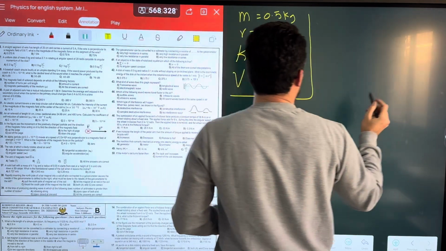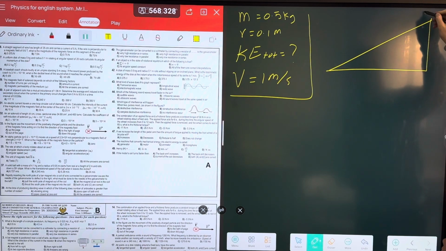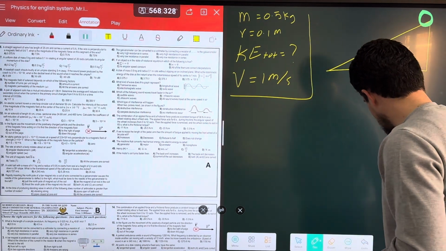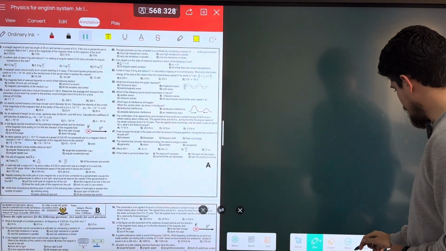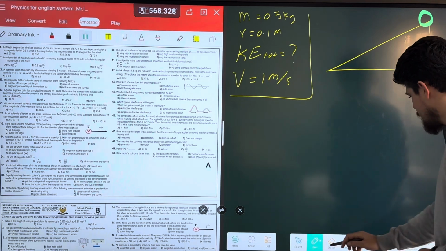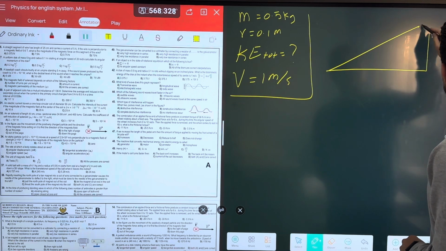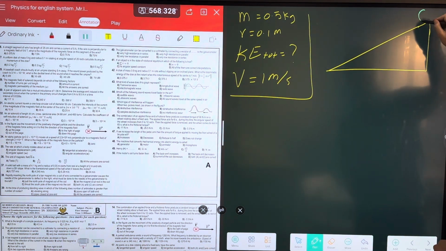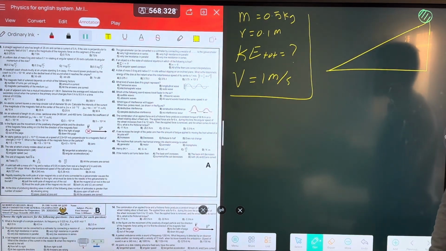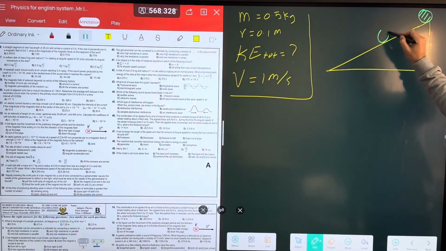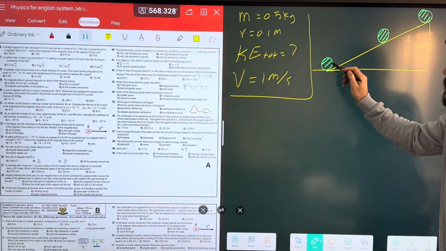To find the total kinetic energy, assume that this is the incline, okay, and this is the disc, sorry. This is the disc, okay, rolling from this incline. When the disc is rolling over the rough incline without slipping, what is the type of movement of this disc when it reaches the bottom of the incline?